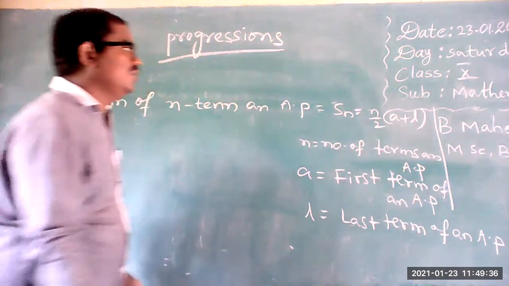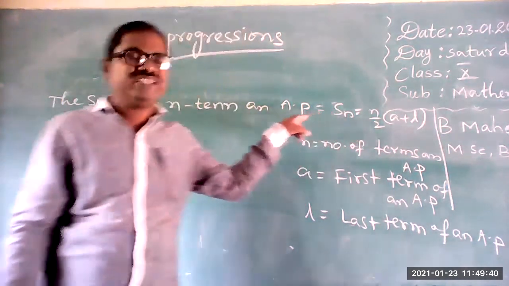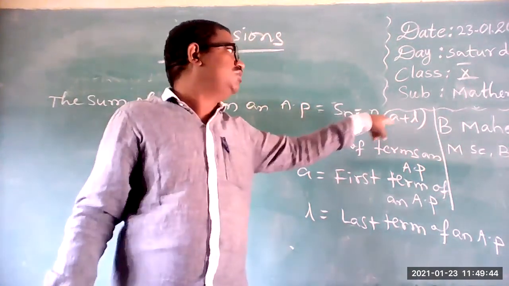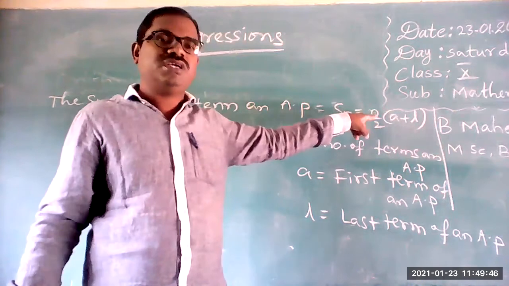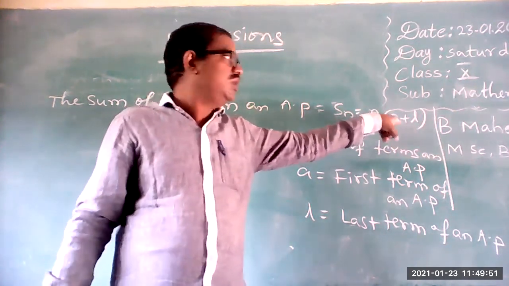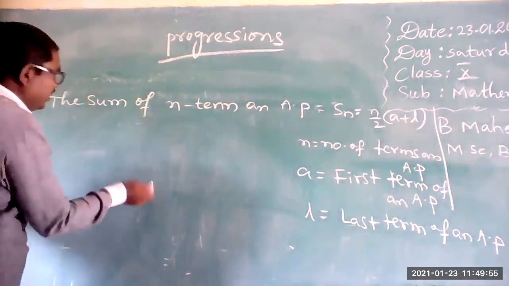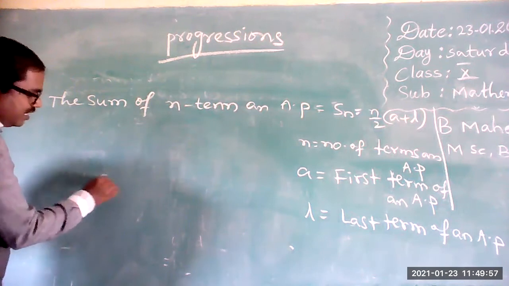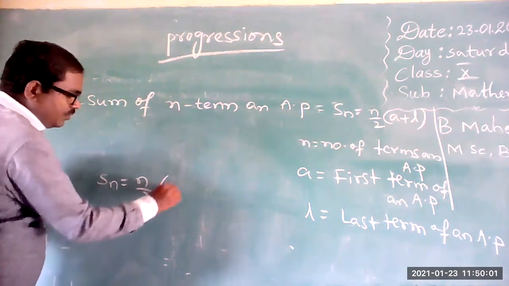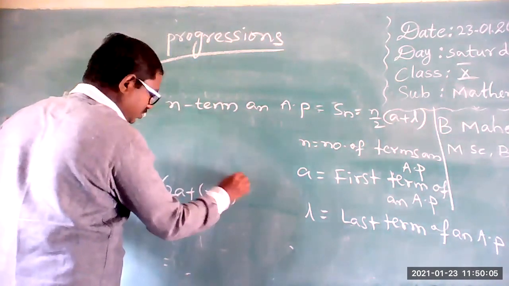So the sum of n terms of an AP can be calculated by using this formula. Sn means sum of n terms, n by 2 (a plus l), where n is the number of terms, a is the first term, and l is the last term of an AP. Next, the sum of n terms has another formula: Sn is equal to n by 2 (2a plus (n minus 1) into d).